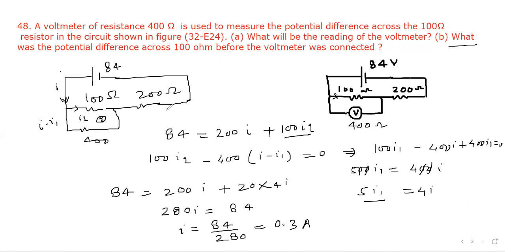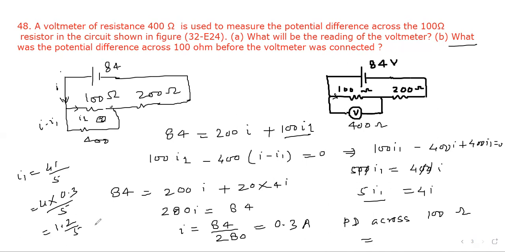So our concern is to find PD across 100 ohm resistor, as the question says. So PD across 100 ohm resistor will be current I1 times 100. Here we have not evaluated I1. So I1 will be 4I divided by 5. So 4 times I is 0.3, divided by 5. So this will be equal to 1.2 divided by 5. Then we can multiply this value here. So 1.2 divided by 5 into 100. So this is 20, so this will give 24 volt.